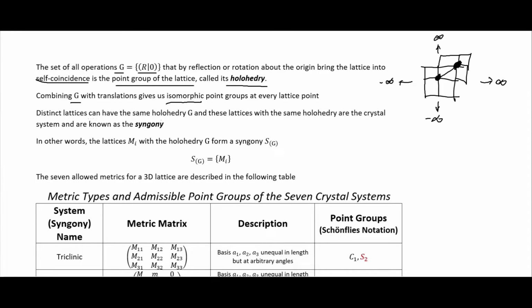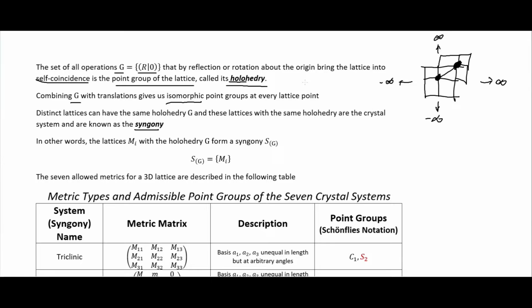So distinct lattices can have the same holohedry G, and these lattices with the same holohedry are the crystal system and are known as the syngony. And so these words kind of look a little strange, these holohedry and syngony, but if you just kind of break them down into their roots, so this H-O-L-O, hollow, so if you've ever taken like a biochemistry class, you might have heard of the hollow protein or the hollow enzyme, which is like the complete enzyme or protein. And so hollow is telling us that we have sort of the full thing.